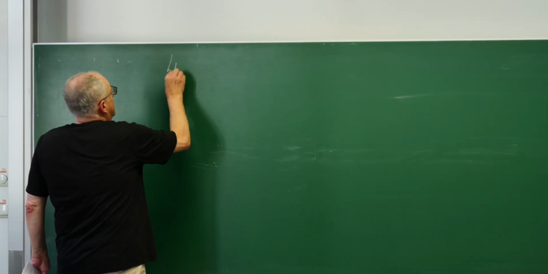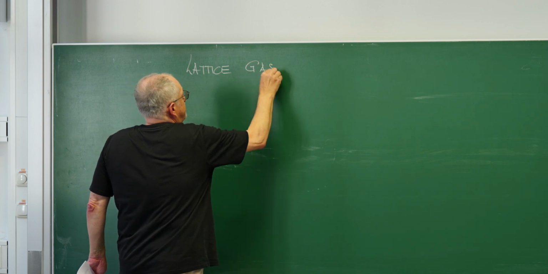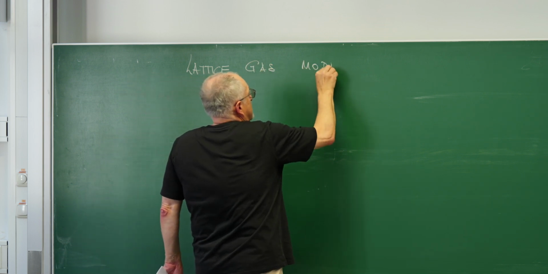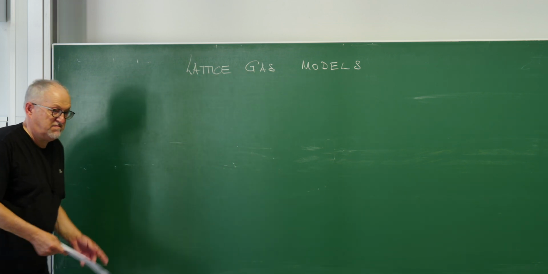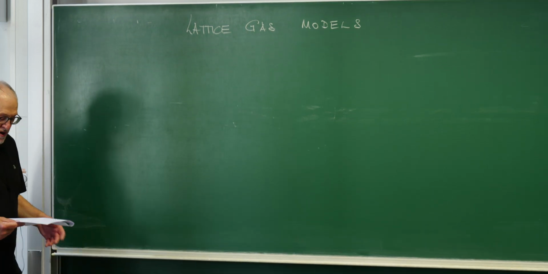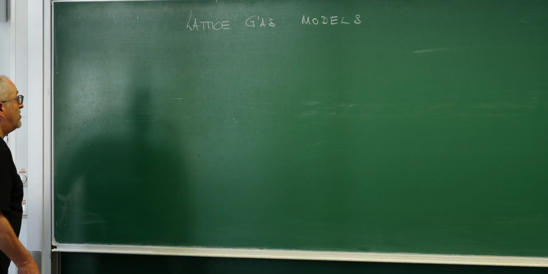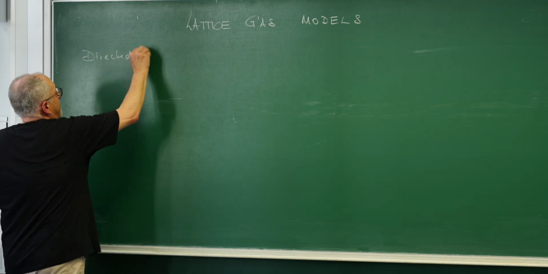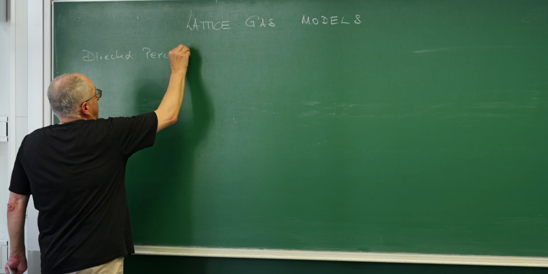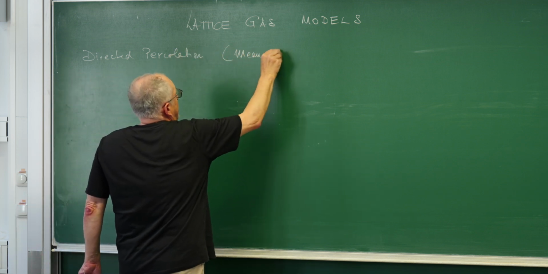All right, so this is a new chapter. It's called lattice gas models. It's not a gas. It's just the name people gave to these kind of models. It's an interacting lattice system. That's the proper name. So let's start with directed percolation and do a mean field analysis.